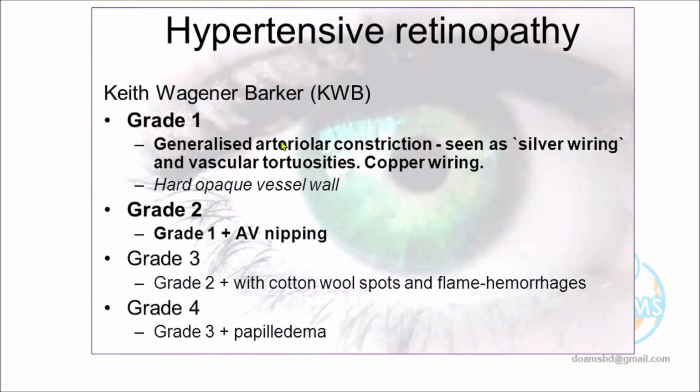In grade 1 there will be no arteriovenous nipping, but there is silver wiring. Another word is copper wiring. And here the nipping we already discussed. Grade 3 has cotton wool spots and flame-shaped hemorrhage. And grade 4 has papilledema. These are additional features of hypertensive retinopathy.